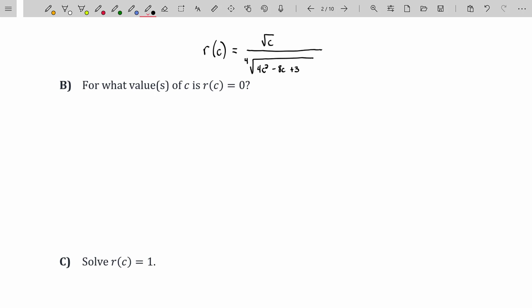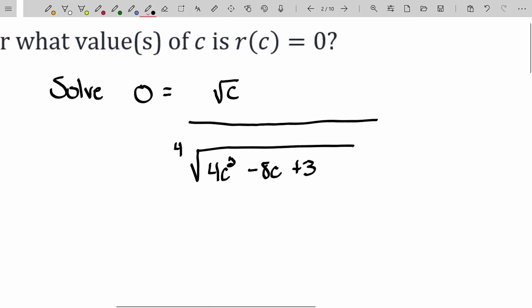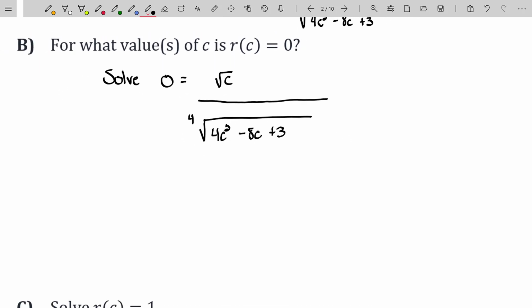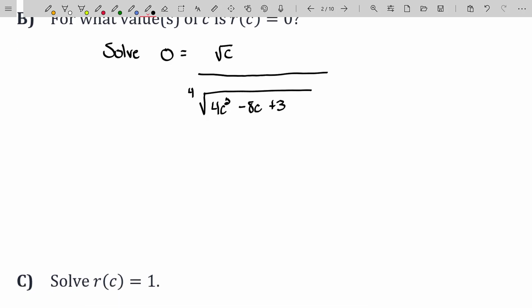All right, continuing to the next page here, we have part B: for what values of C, remember C is the input, is R of C equal to 0? In other words, when is the output equal to 0? And essentially what we're being asked to do is to solve 0 is equal to the function. The only way that a fraction, like this one on the right-hand side, can become 0 is if its numerator is 0. And the only time the numerator is 0 is when the square root of C is 0, which implies that C itself must be 0.